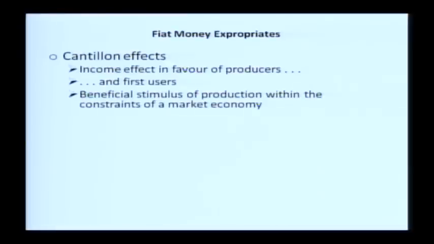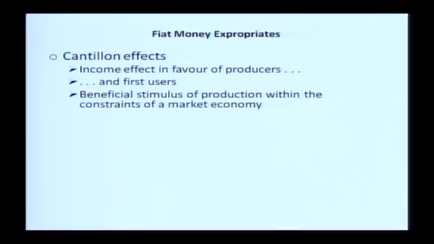That fiat money is an instrument of expropriation, right? And this story results, click through this very fast, from the Cantillon effects, right? Increased money supply entails a redistribution of income in favor of the first users of this new money and to the detriment of the later users. Something that we have already heard in previous lectures.